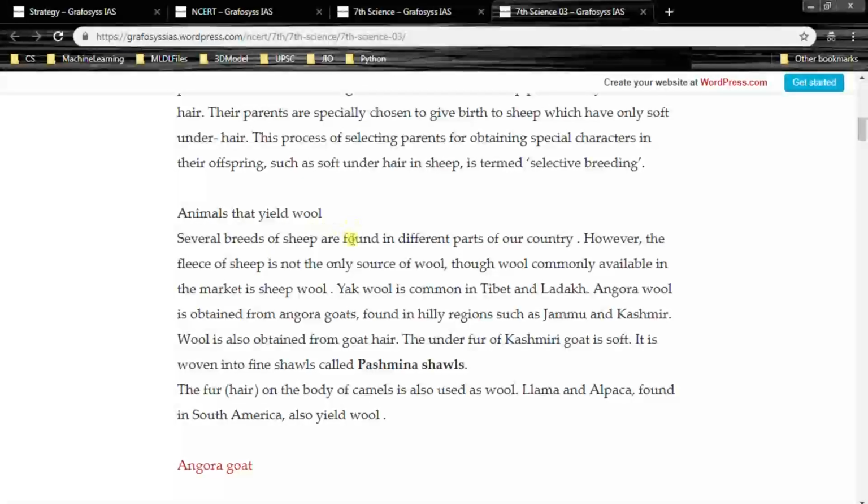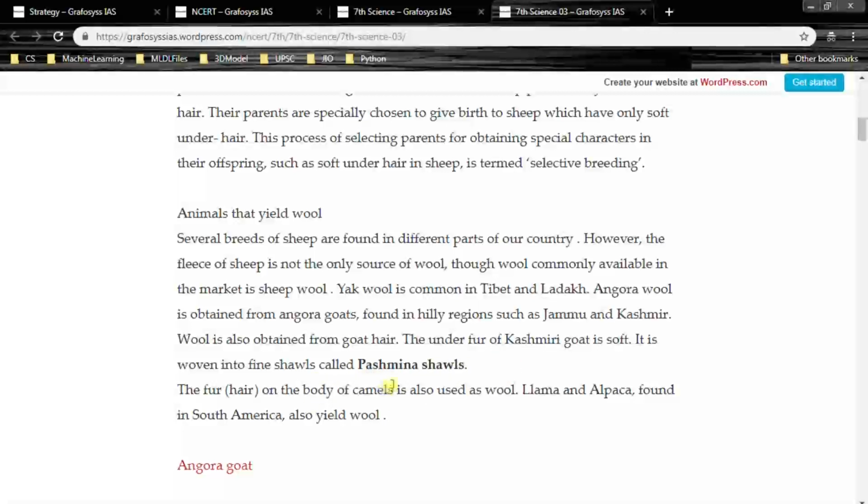Animals that yield wool. Several breeds of sheep are found in different parts of our country. However, the fleece of sheep is not the only source of wool, though wool commonly available in the market is sheep wool. Yak wool is common in Tibet and Ladakh. Angora wool is obtained from Angora goats, found in hilly regions such as Jammu and Kashmir. Wool is also obtained from goat hair. The underfur of Kashmiri goat is soft. It is woven into fine shawls called pashmina shawls. We have already read about it in 6th standard, right?